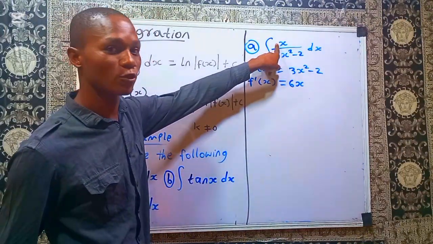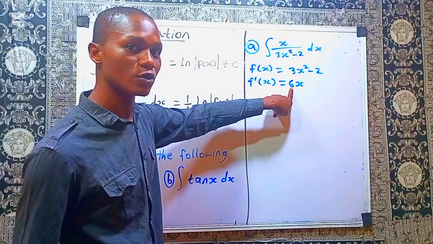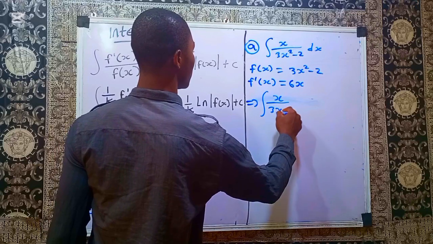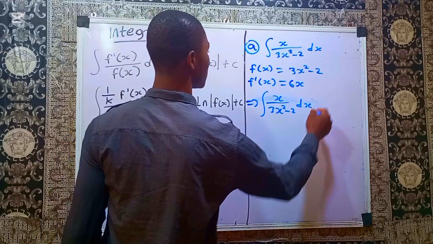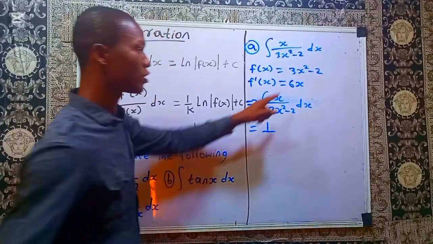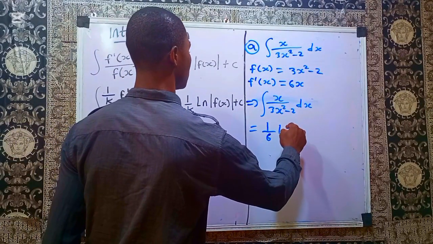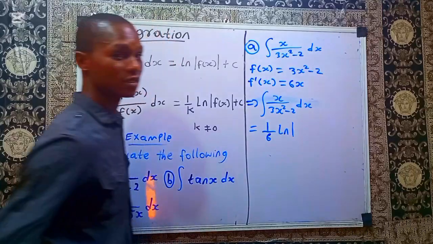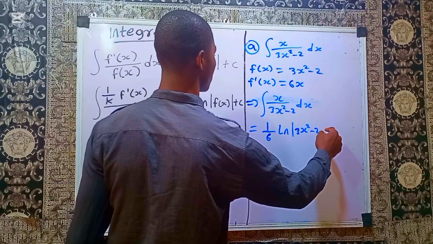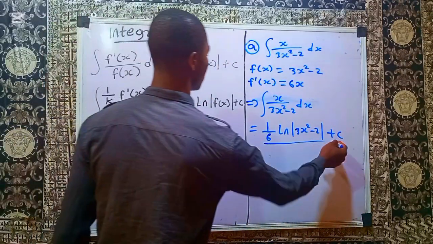But what do we have at the numerator? We have x, not 6x. So the constant k we have here is 6. So the integral of x divided by 3x squared minus 2 with respect to x will now be 1 over the constant, 1 over 6, right? Then multiplying ln of the absolute value of f of x. F of x is the function at the denominator, 3x squared minus 2. Then plus the constant of integration c. So this gives us the result of the first one.